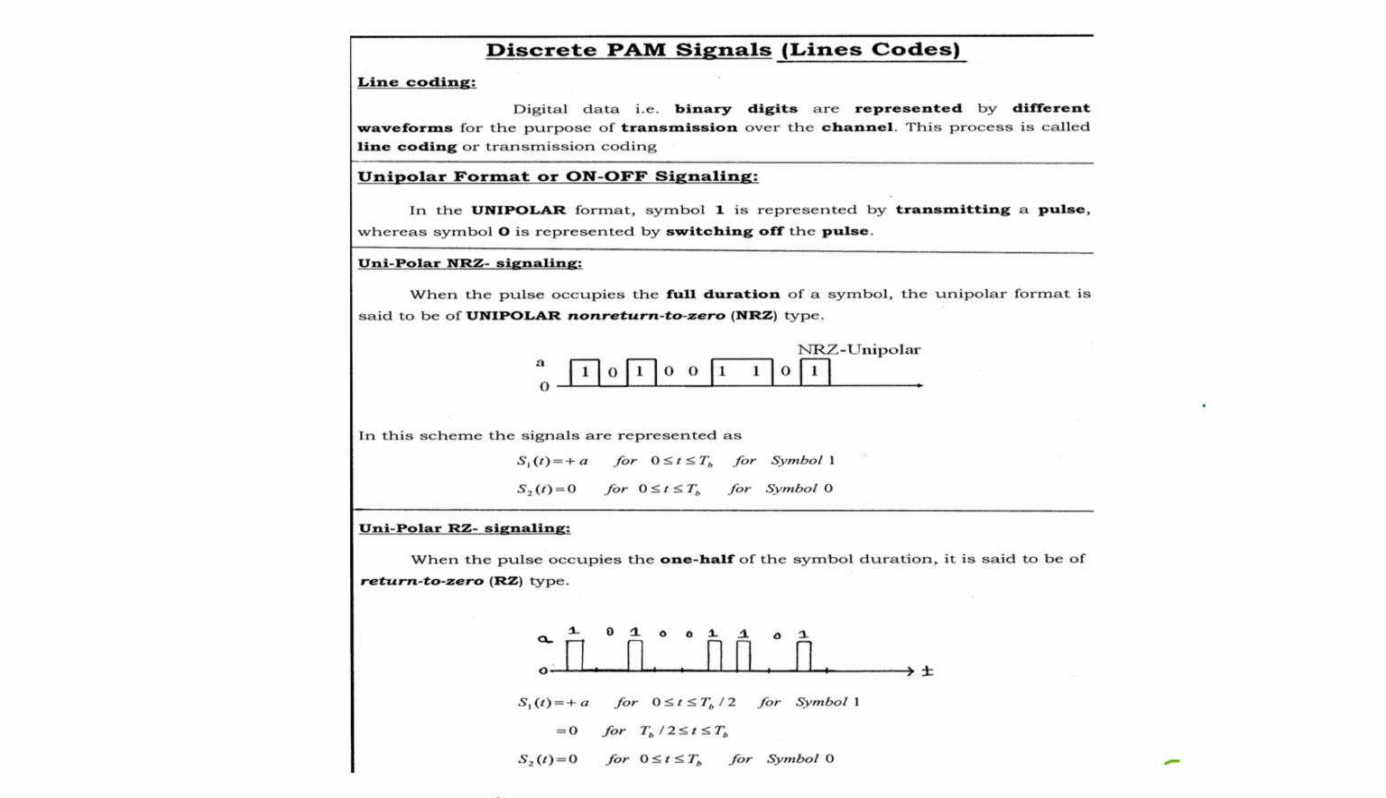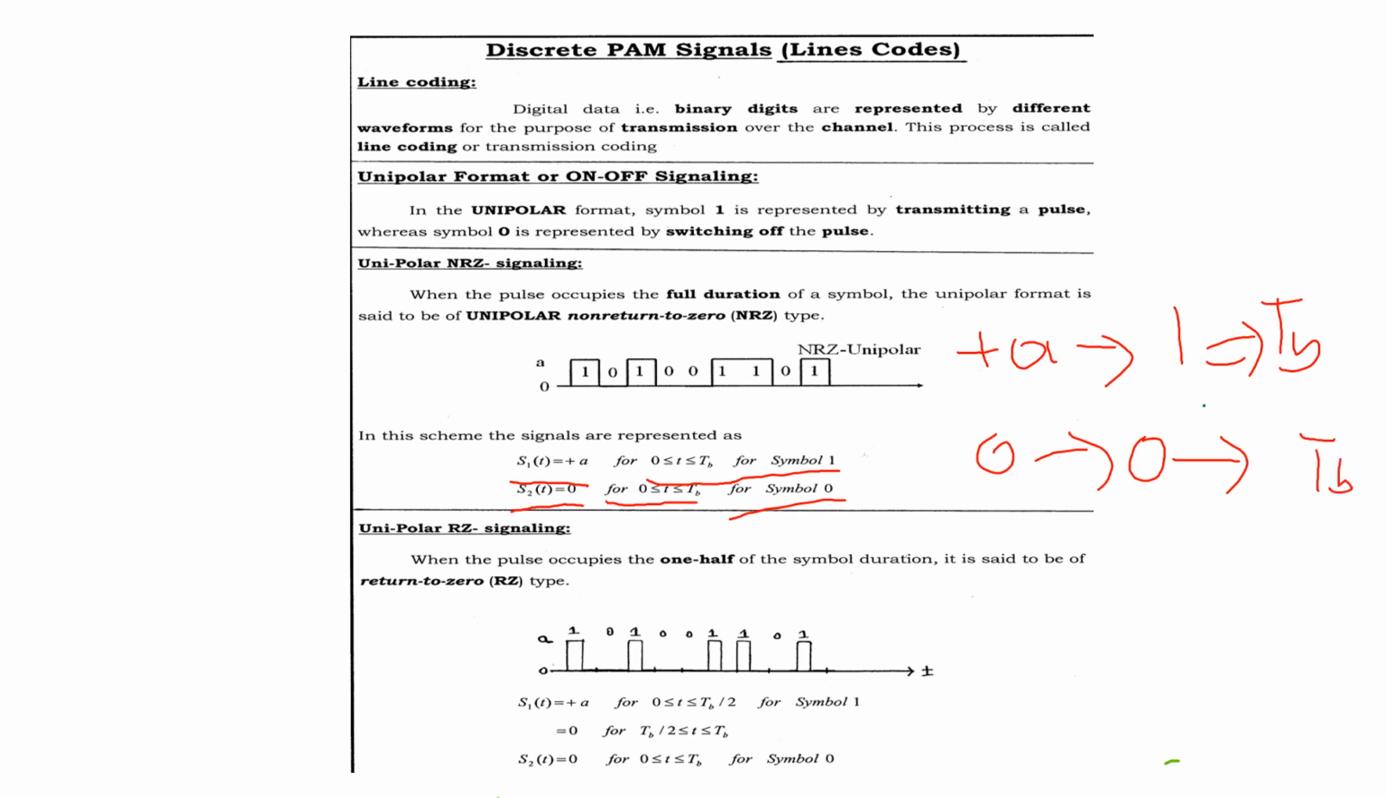How? You can observe here, for the duration S1 of t, it has the amplitude plus A. The duration is 0 to TB for symbol 1. Next, S2 of t is equal to 0 for 0 to TB for symbol 0. Now it has two levels. One is plus A, which represents bit 1 for the duration TB, and 0, which represents bit 0, also having the duration TB. So both have the duration TB.